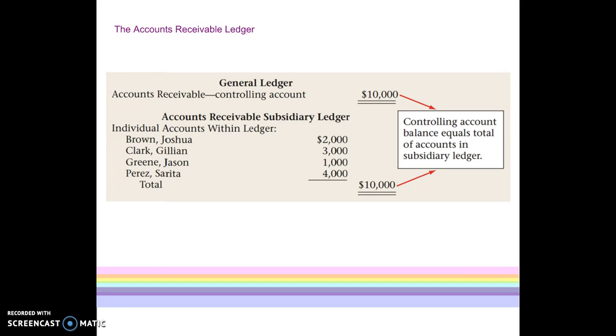So in this case, Josh Brown owes us $2,000, Jillian Clark owes us $3,000, Jason Green owes us $1,000, and Sarita Perez owes us $4,000. The total of what all of those customers owe us is $10,000. Therefore, the amount in the subsidiary ledger is going to equal the amount in the general ledger, matching the controlling account, accounts receivable.